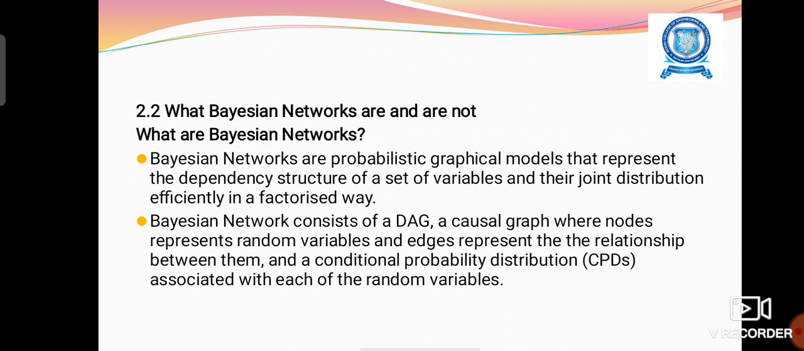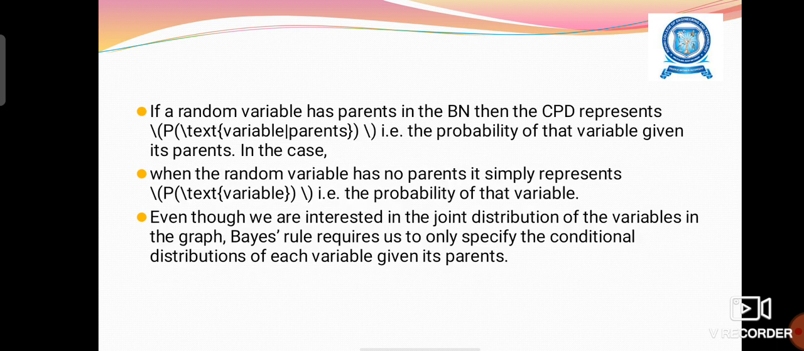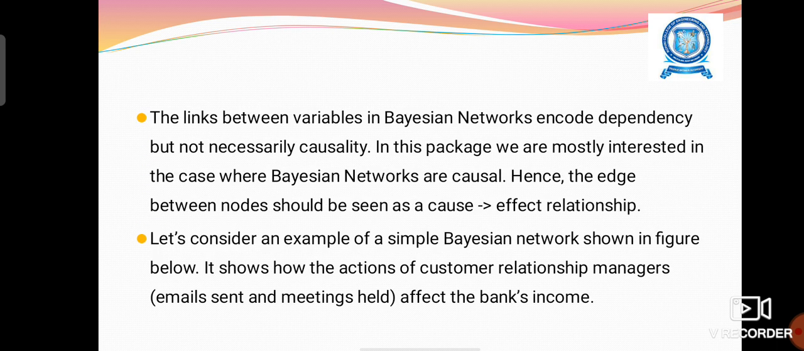Bayesian networks are used for probabilistic reasoning. So it is called a probabilistic graphical model that represents the dependency structure of a certain set of variables and their joint distribution efficiently in a factorized way. In Bayesian networks, the link between the variables shows the dependency but not necessarily causality. Hence, the edge between the nodes should not always be seen as a cause-effect relationship.